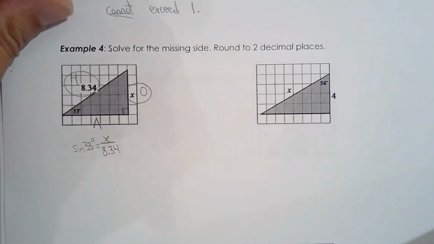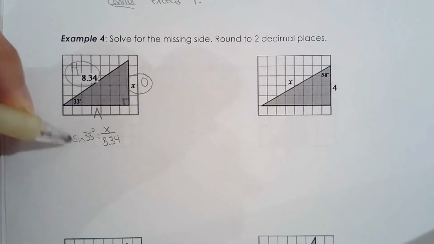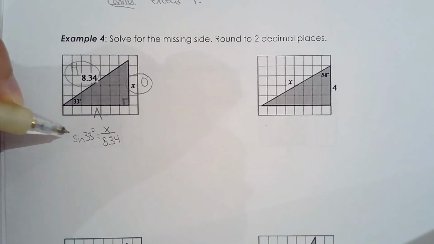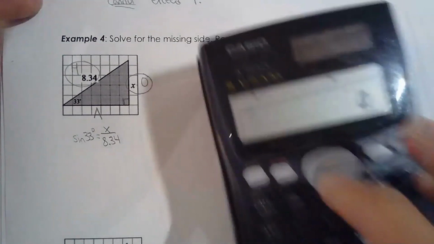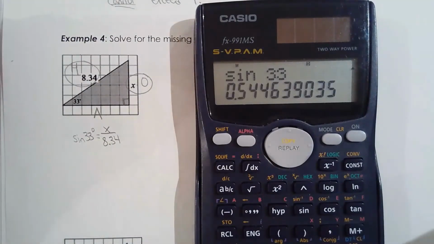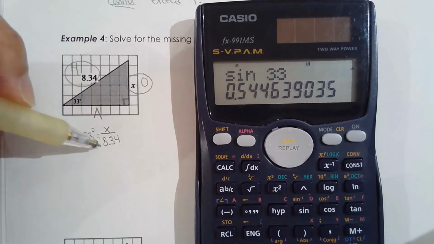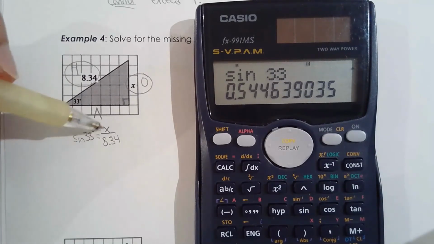This is very powerful, because this is saying that sine 33 degrees, the calculator will spit out what the ratio is. Okay, if the acute angle is 33 degrees, the ratio of the opposite to the hypotenuse side, let's check it out, is approximately 0.54. If that must be the ratio based on what the calculator said, and I also know that the hypotenuse is 8.34 units, then I know what x must be.